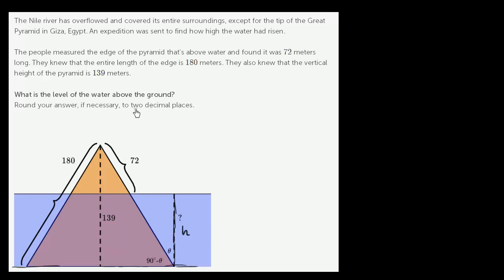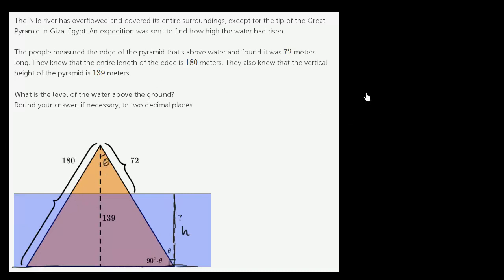So what do we know and what do we not know? So they've labeled this little angle here theta, and this, of course, is a right angle. So this angle here at the base of the pyramid is going to be the complement of theta. It's going to be 90 degrees minus theta. And using that information, we can also figure out that this angle up here is also going to be theta.